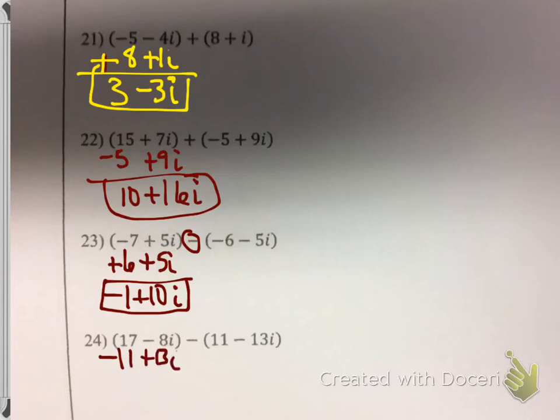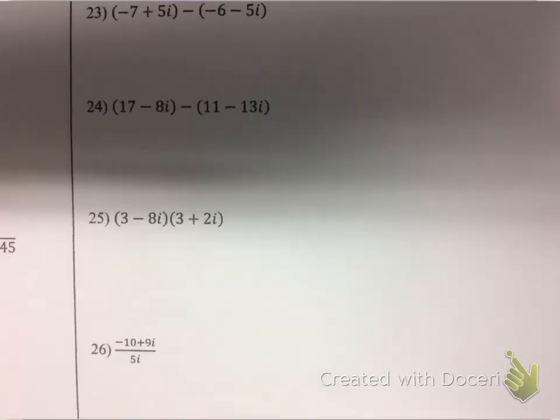And there's a 13. That looks like a B. Let's try that again. 13i. Okay, 17 minus 11 is 6. Negative 8 plus 13 is plus 5i. Okay, so those should be fairly easy. I mean, if I put those in there, you should get them.